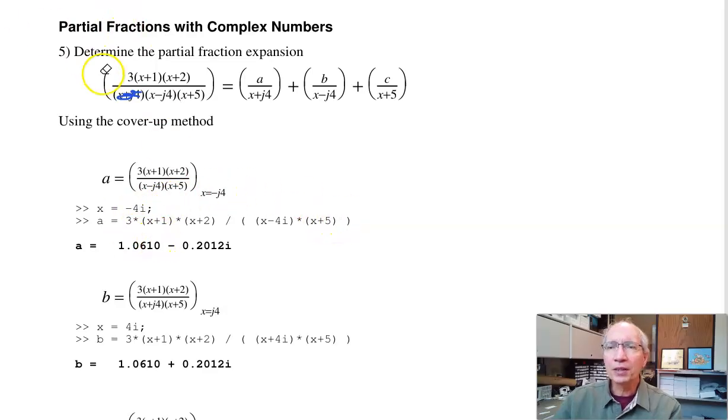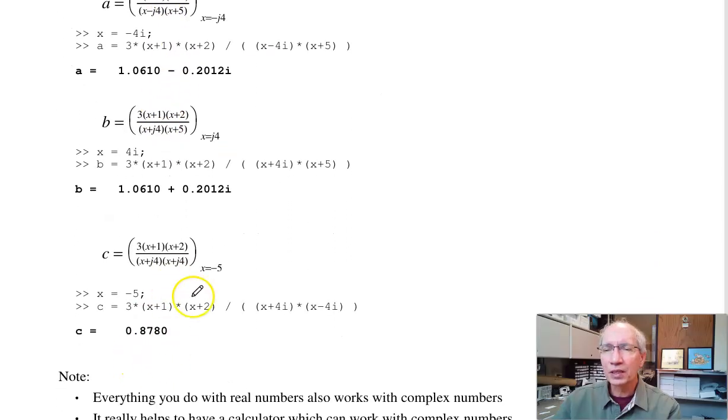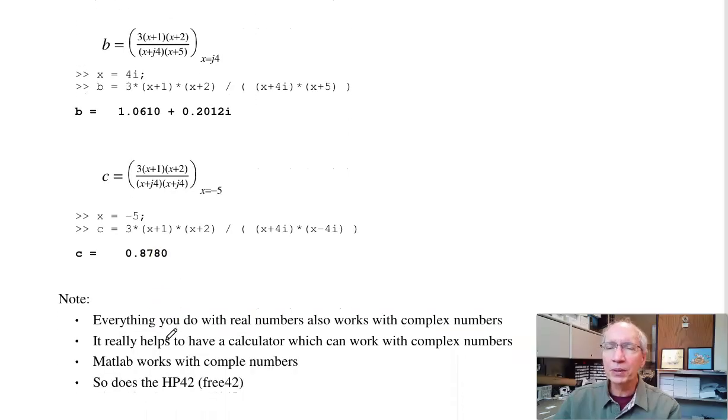To find B, I'll cover up the term I'm trying to analyze. Plug in x is plus j4, analyze it, and I get 1.6 plus j0.2012. And finally, to get the last term with the cover-up method, cover up this term, analyze this at x equals minus 5, and you get 0.878.